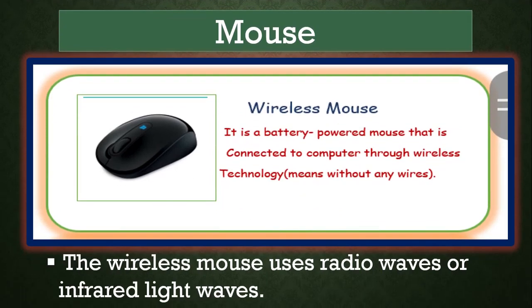Next is wireless mouse. It is a battery powered mouse that is connected to the computer through wireless technology, means without any wires. The wireless mouse uses radio waves or infrared light waves. So wireless, as its name indicates, is attached to the computer without any wires. Okay, it is a battery powered mouse and it is connected to the computer through wireless technology. Because it is not attached with any wire, it uses radio waves or infrared light waves to establish a connection to the computer.